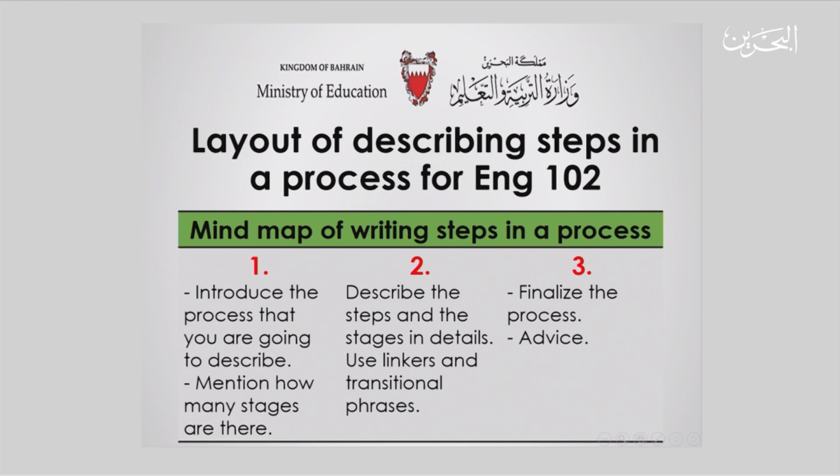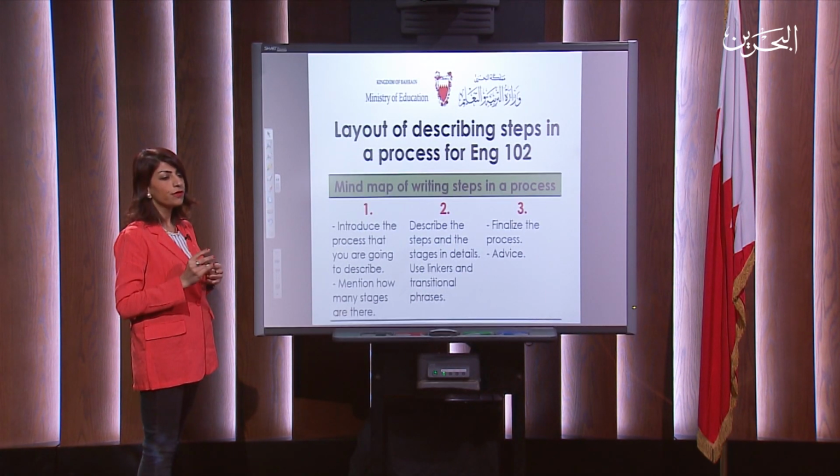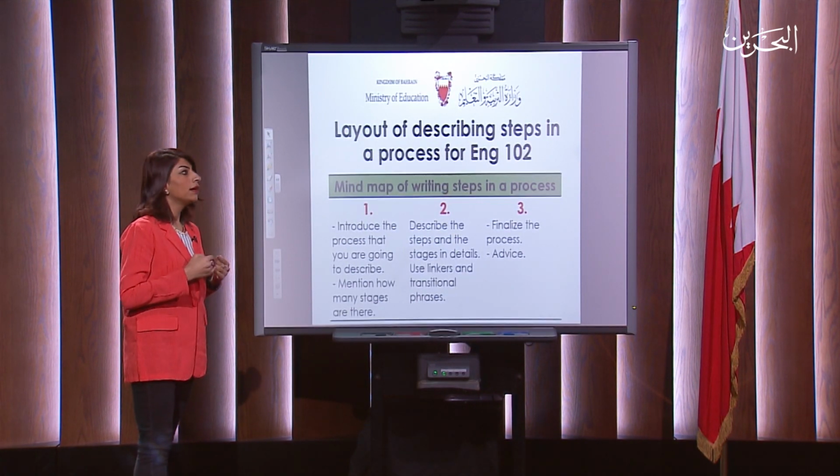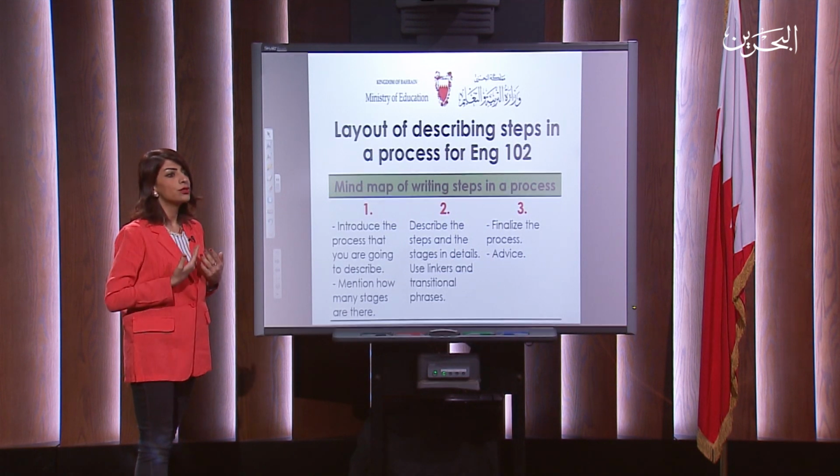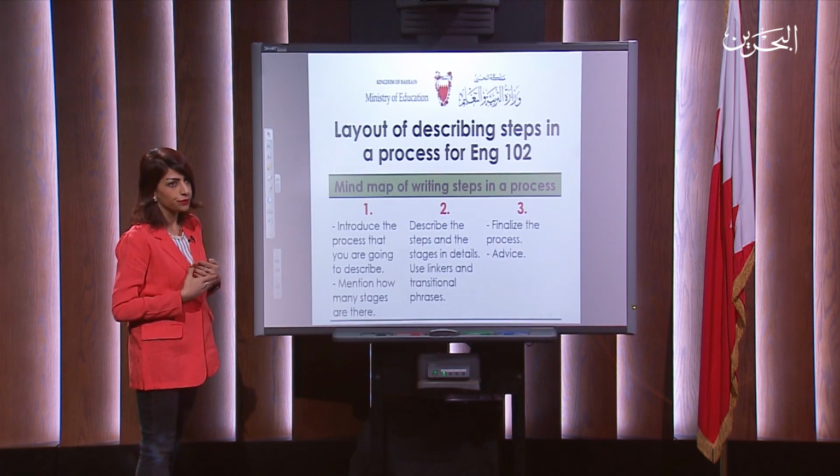Moving to the second paragraph, we are going to describe the steps and the stages. Pay attention to this word, in details. Here, you have to tell me exactly what you are going to do in order to accomplish this step. In this paragraph, we have to keep in mind that using linkers as well as transitional phrases is a must. You have to use both of them in order to show the reader or the listener that you are telling him what exactly to do.